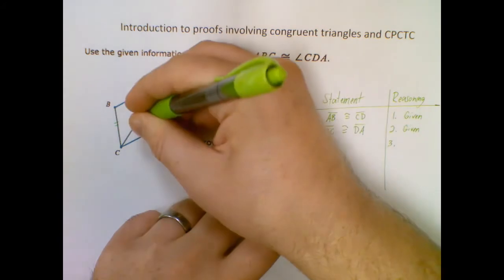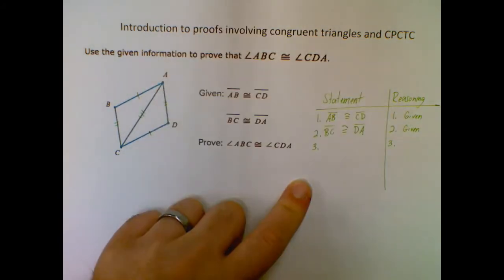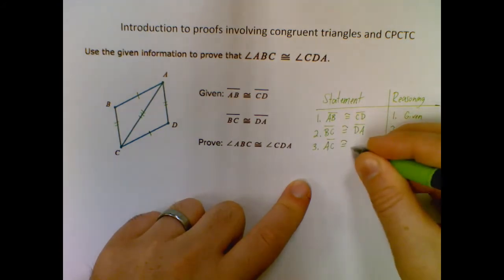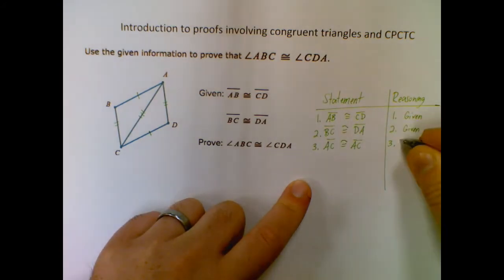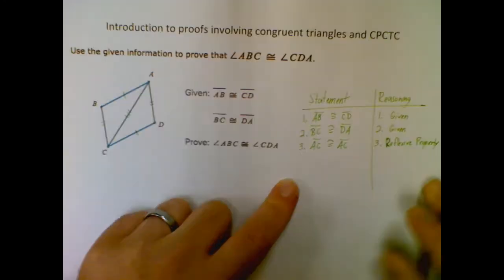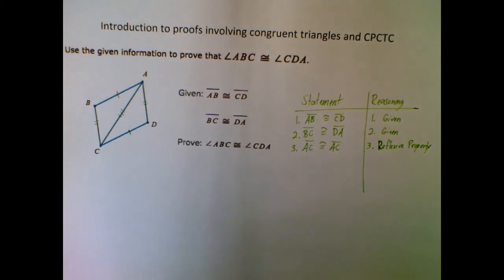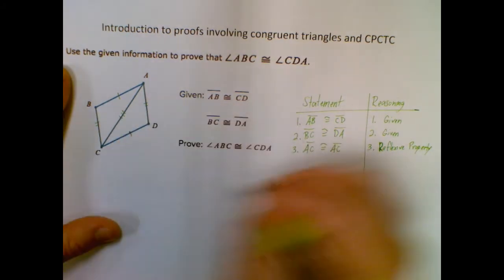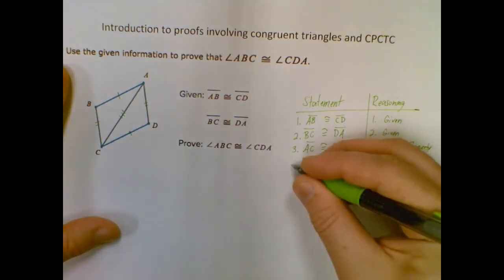All right, and this has to be congruent to itself. It's one of those shared sides. So AC is congruent to AC by the reflexive property. So anything is going to be congruent or equal to itself depending on whether it's a shape or a number. Right. So I now have enough information to say that the two triangles are congruent.